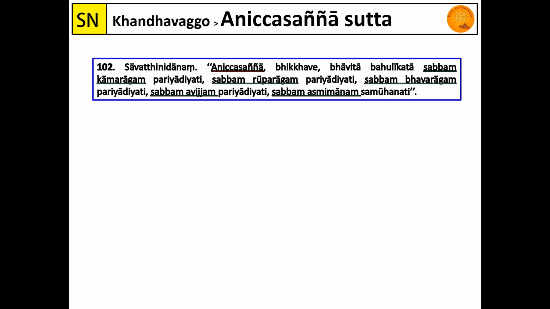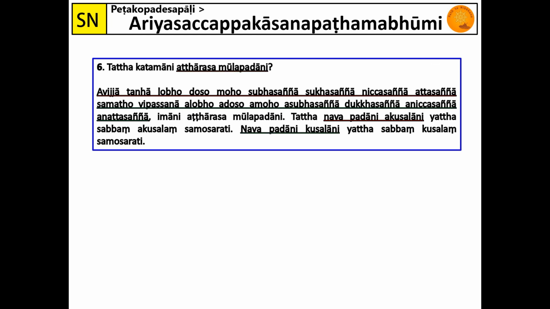which is wisdom of anicca, spends all kamaraga, spends all ruparaga, spends all bhavaraga and avidya. So it eliminates these. So the more you practice the anicca sanya, the more you get closer to Nibbhana. And then we looked at adinava, as in the 9, that is taking you away from Nibbhana, or taking you through the sansara cycle, which are avidya, tanha, lobha, dosa, moha, subha sanya, sukha sanya, nicca sanya and atta sanya.